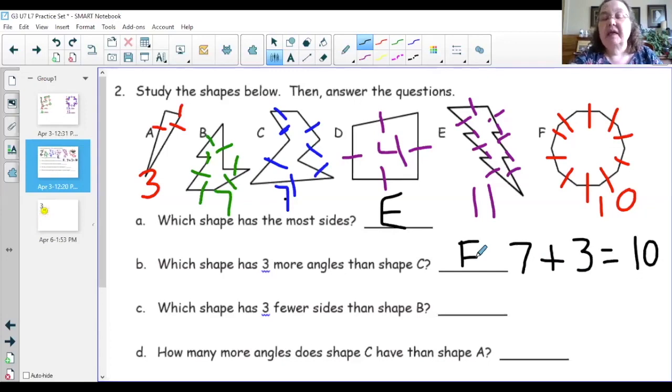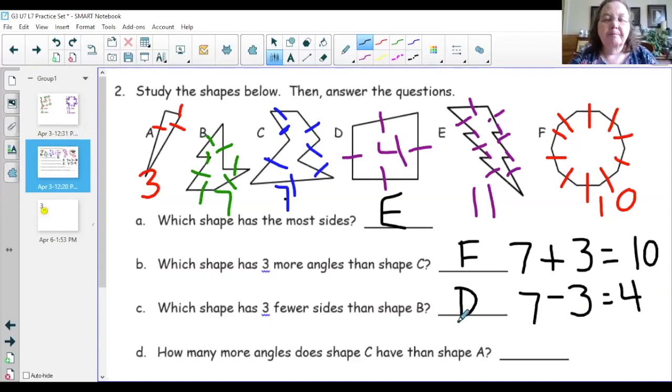Which shape has 3 fewer sides than shape B? Well, shape B has 7. And if I said fewer, that means it has to be smaller. So it's 3 fewer, or 7 minus 3. And that would be 4. Wonderful. And so which one has 4 sides on it? D.